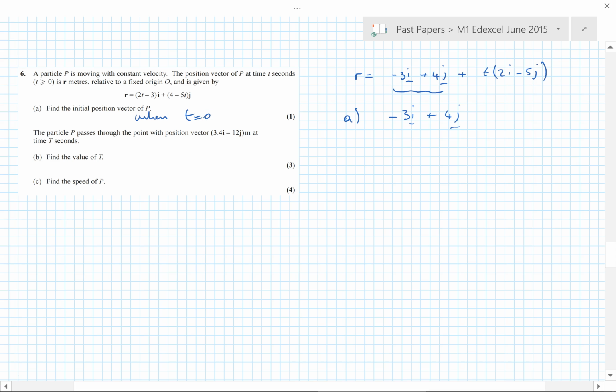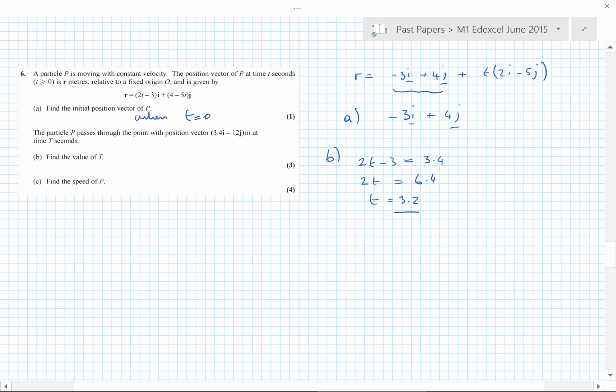Okay, so that's part A. It says a particle passes through the point with position vector 3.4i minus 12j. So we've got the i bit governed by this part, so we can just equate the i parts and find what particular value of t gives us 3.4. So we can just equate 2t minus 3 is equal to 3.4. So 2t is equal to 6.4, t equals 3.2. That's the answer.